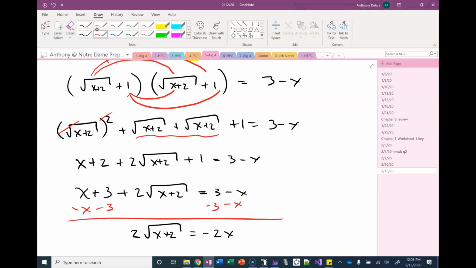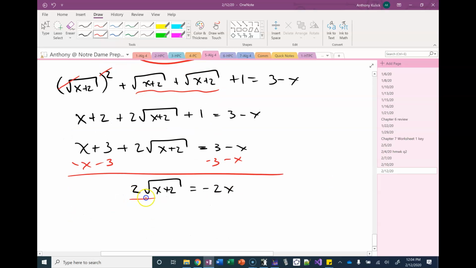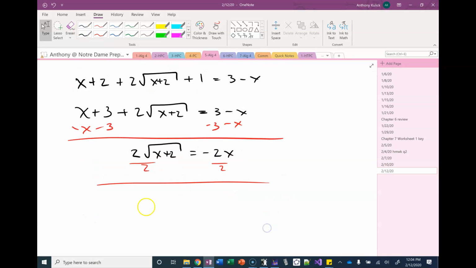Everybody okay there? What should I do next? I would do one thing before I do that. Yeah, let's get that 2 out of there. So we'll divide both sides by 2. And now, as Caden suggested, we can square both sides.